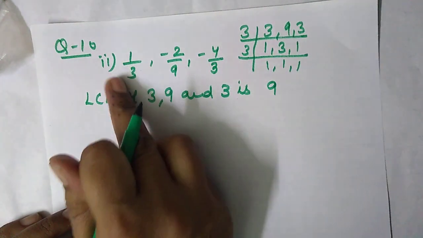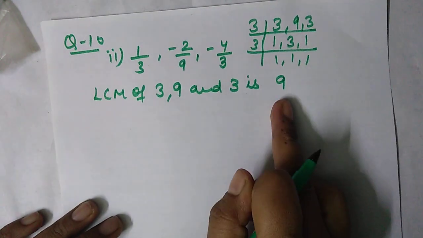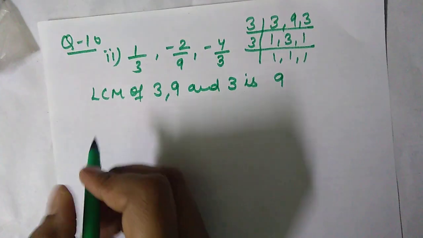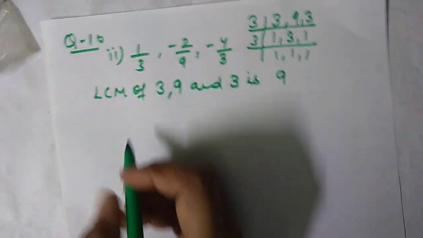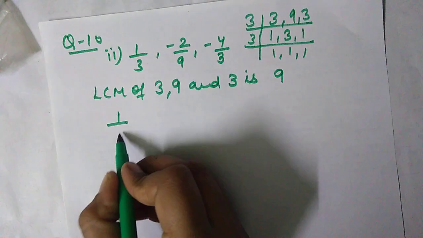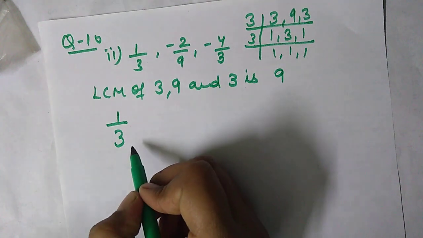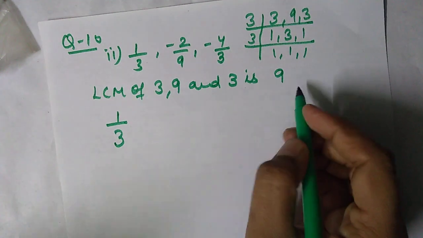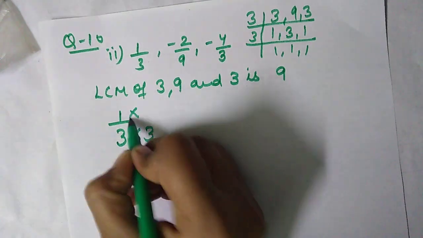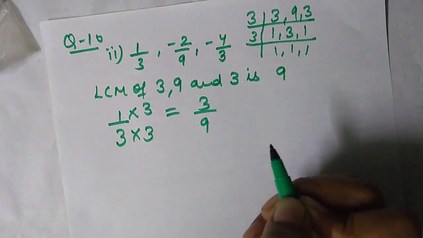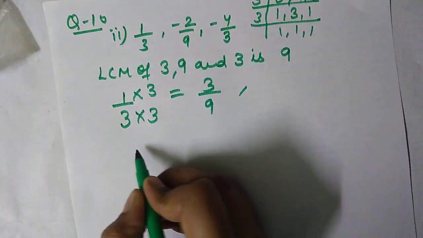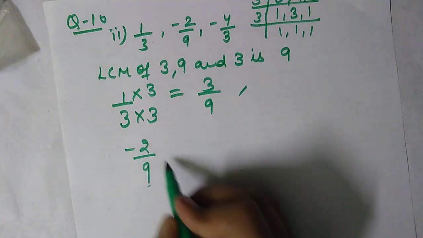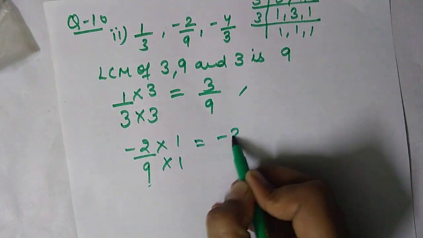Now I have to make each fraction's denominator equal to the LCM. For that I have to multiply the numerator and denominator by a number so that the denominator will be 9. First I am taking the first fraction, 1 by 3. By which number should it be multiplied so that the denominator will be 9? It is 3. Multiply the numerator and denominator by 3, so it is 3 by 9. Now the second fraction is minus 2 by 9. The denominator is already 9, so I multiply it by 1 only, and it remains the same.